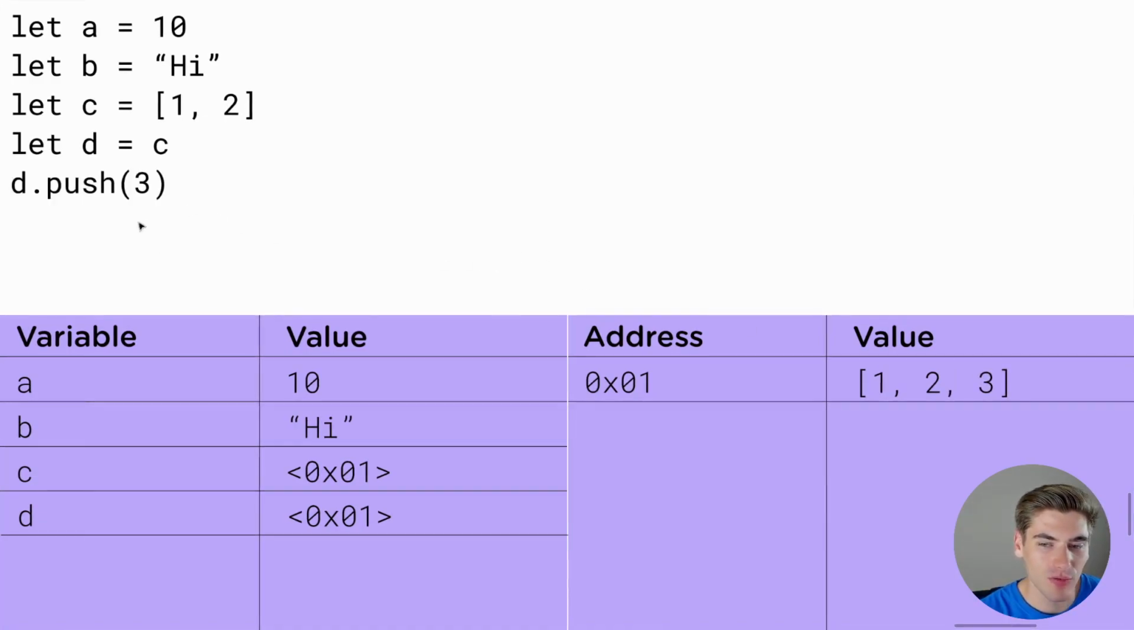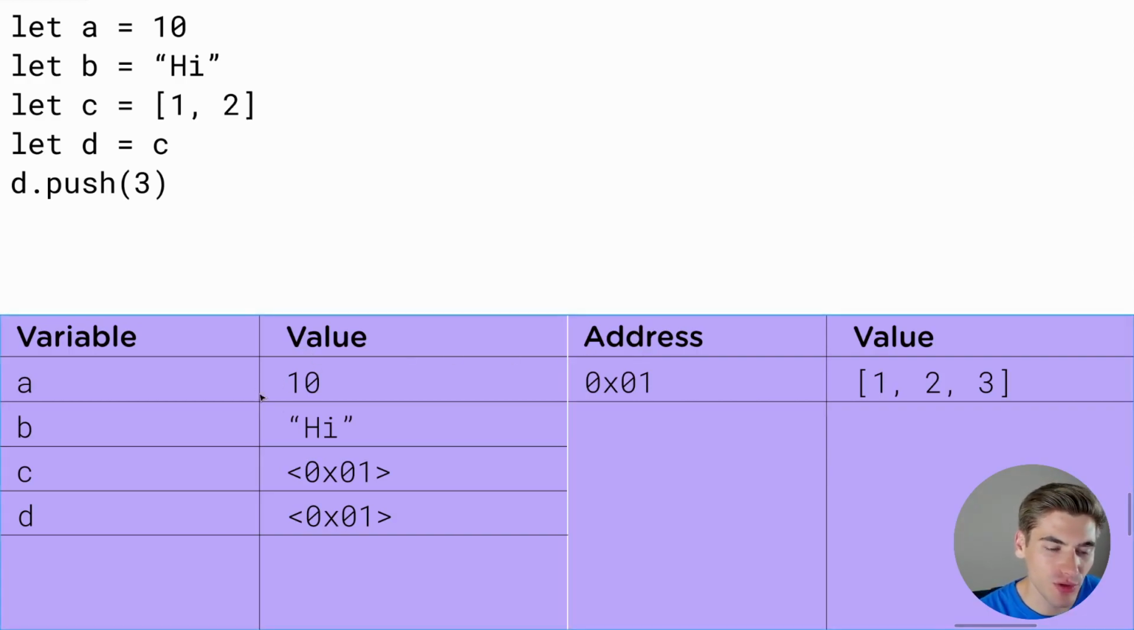So now, when we add an element to d by saying d.push(3), this is adding 3 to the end of the array, you notice it changes over here. We have 1, 2, 3 now, but it changes for both c and d because they both reference the exact same memory address. This idea of a reference to a location is what's called references.